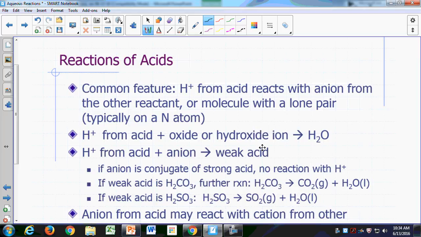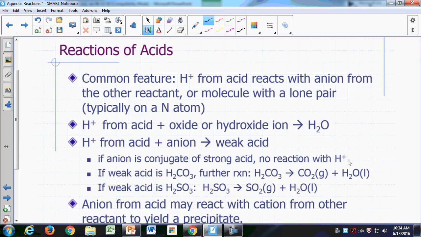Let us now take a look at reactions of acids in aqueous solution. The most common feature of these reactions will have something to do with what is common among acids. And what's common among acids is that these acids have hydrogen ions that dissociate from the acid molecule and attach themselves to a water molecule, and you get what's called hydronium.